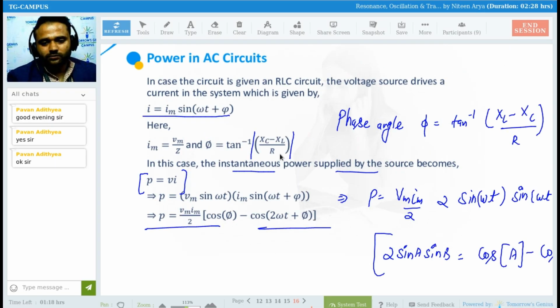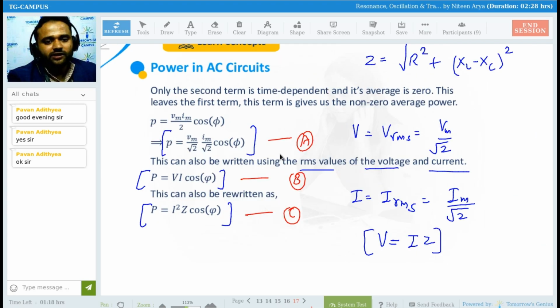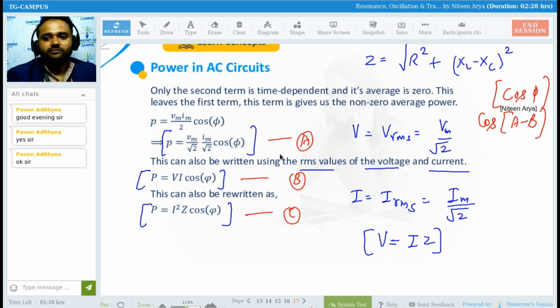See, till now, this is your cos phi minus cos(2 omega t plus phi). When you solve this mathematically, this particular term gives you Vm upon Im by root 2 cos phi. You can write this as cos(A minus B), so A minus B you can write as cos phi in general. Is this clear now?